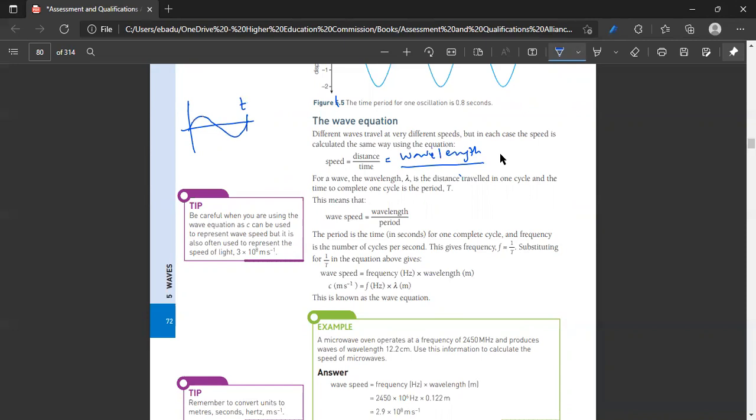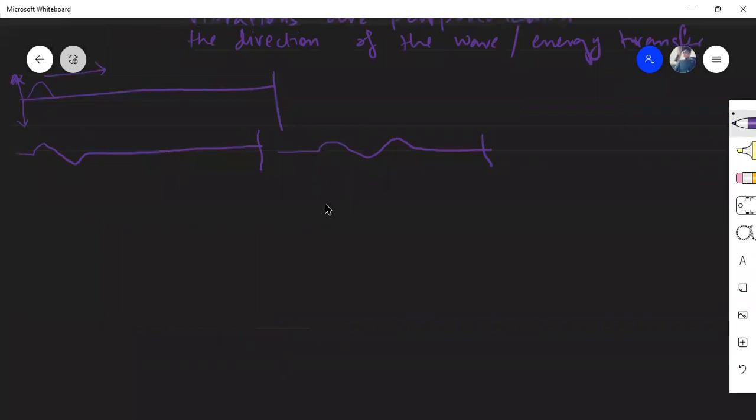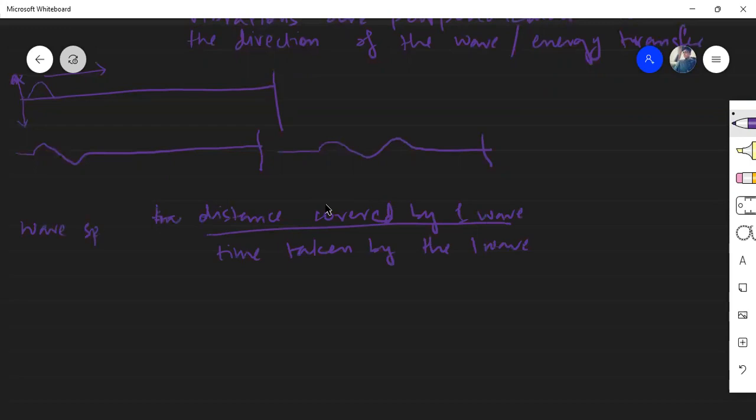So the wave speed is measured using this concept: the distance covered by one wave, divided by the time taken by one wave. We define this to be equal to the wave speed.